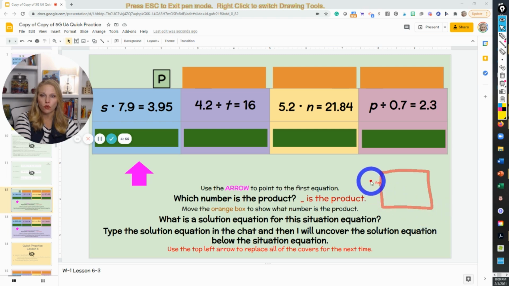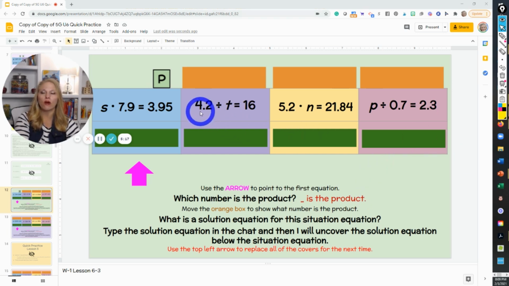So in this case, we know that this is S, this is 7 and 9/10, and the area, which is the product, would be 3 and 95/100. Now, you don't have to plug in those numbers, but just that visual alone will help students to see, oh, so I could really do 3 and 95/100 divided by 7 and 9/10, and that would give me S. Boys and girls, let's keep going.